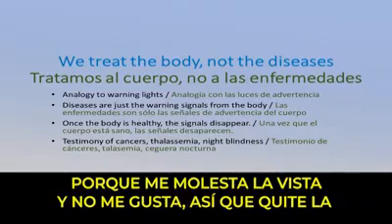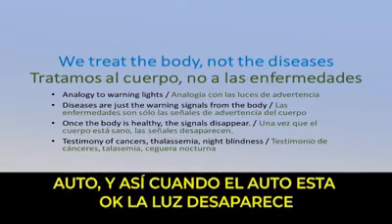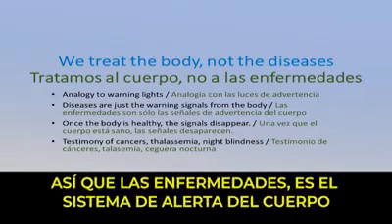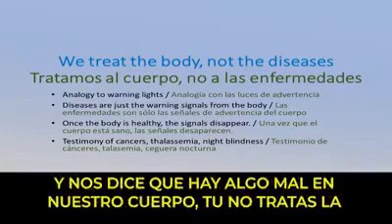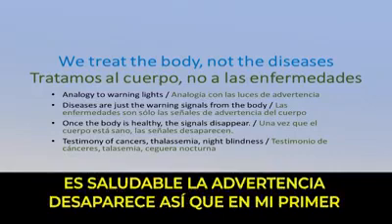You cannot do that. You have to repair the car. When the car is okay, the light is gone. So the disease is the warning system from the body. Something is wrong with the body. You don't deal with the disease because it's just the sickness. Once the body is healthy, the sickness disappears.